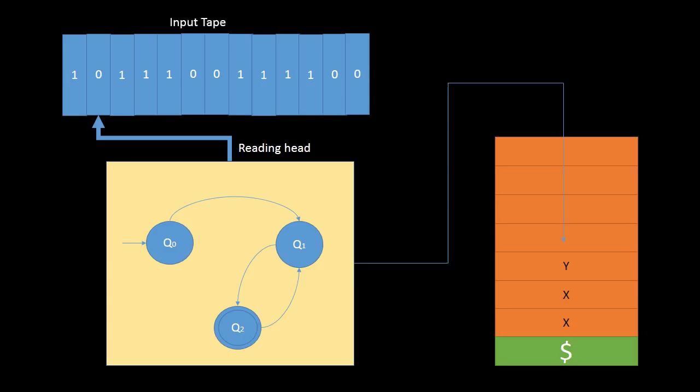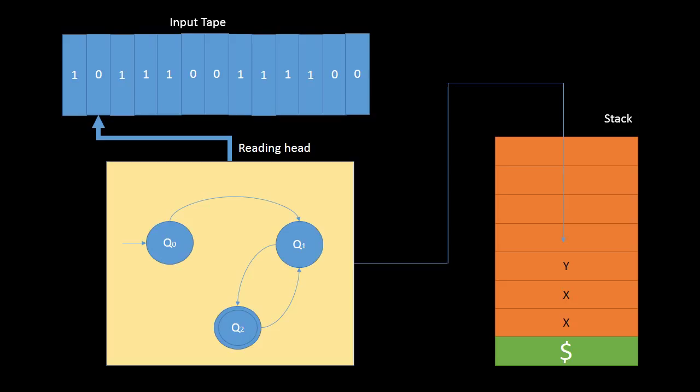So the first component is the input tape. The input tape has a series of input alphabets or characters. So over here the characters are 1, 0, 1, 1 and so on. The next component is the stack.